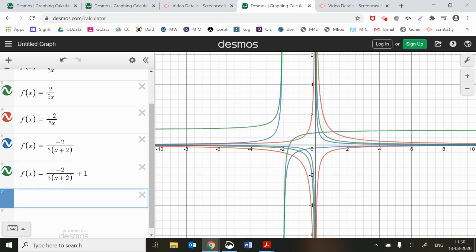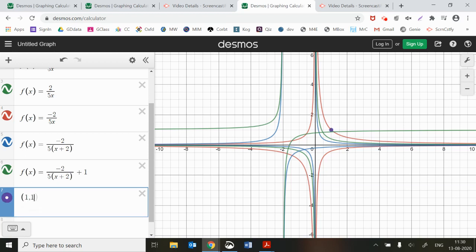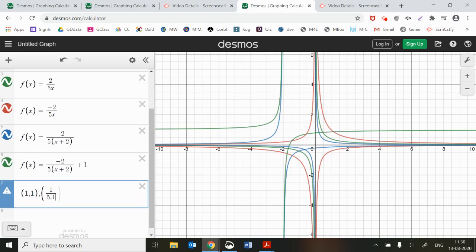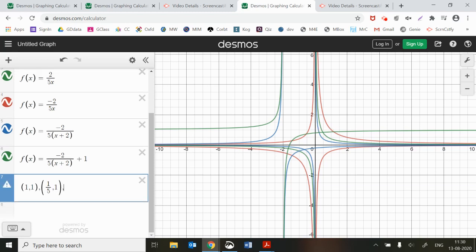So again, to make this clear, this would be like a piece of coursework really. To make this clear, I would then say, well, what's happened to each of these points? Well, I've taken 1, 1 to be the point a fifth, 1. So that would be 1/5 and then comma 1. So that would take us to this point here. That's the first move. And then we had the stretch of a factor of 2 in the y direction. So then we had a fifth, comma 2.